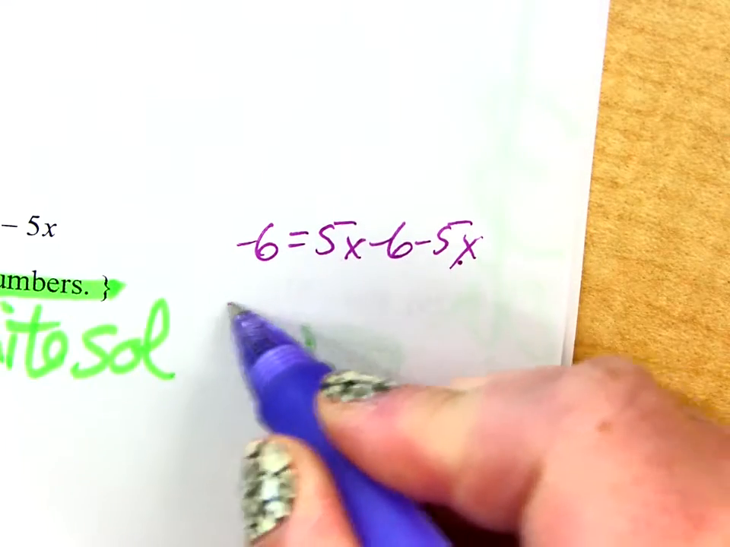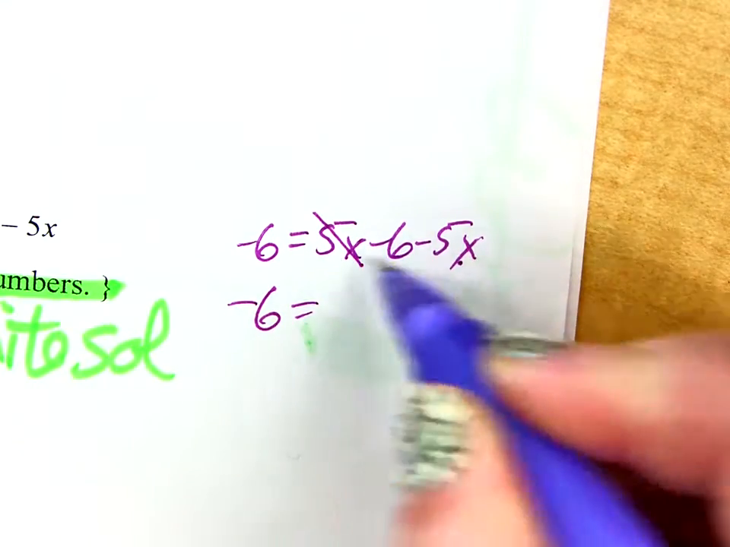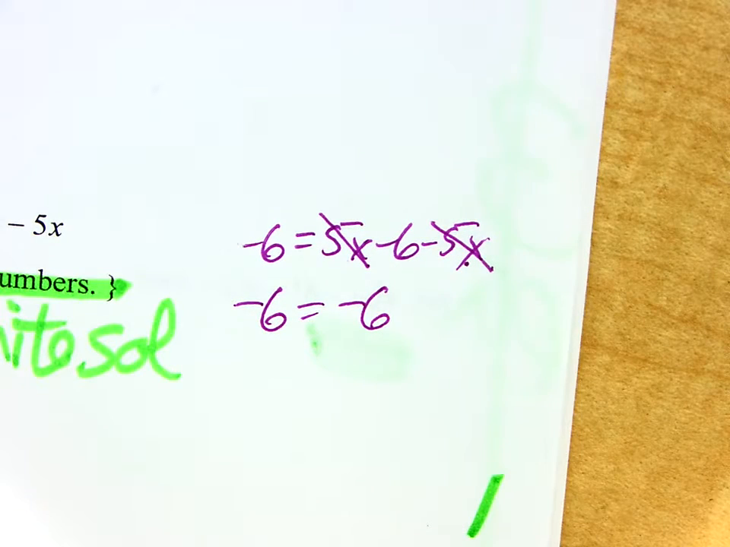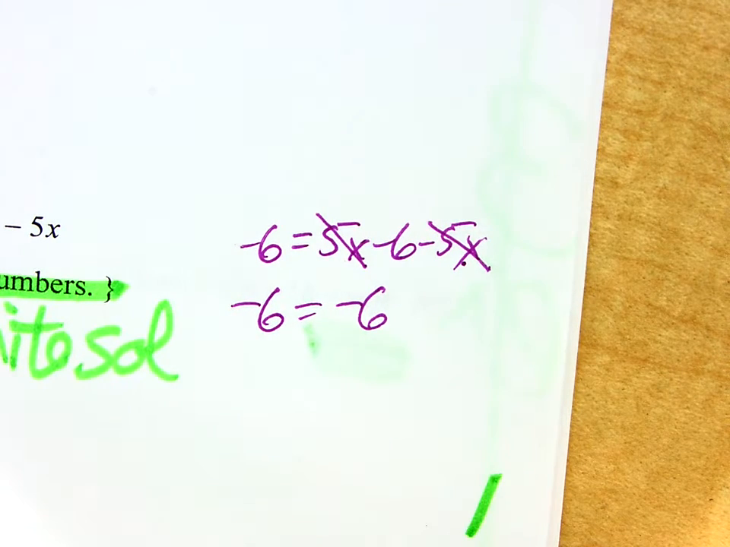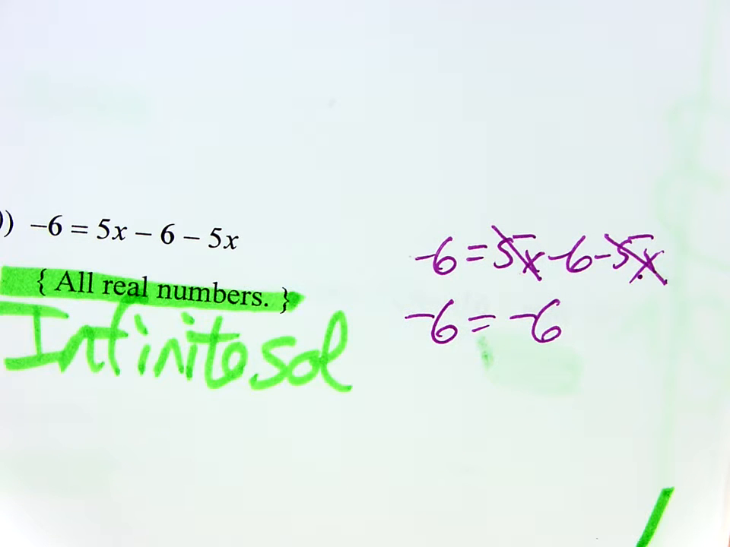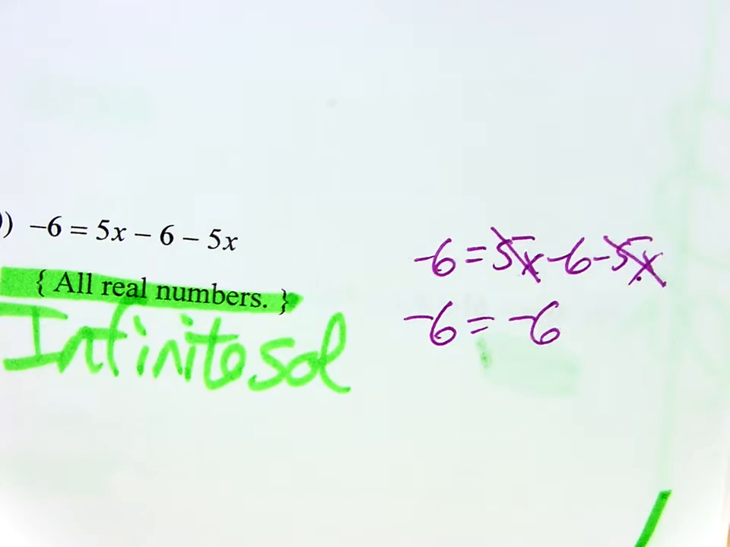Yeah, so what you end up getting, if these two just cancel each other out, you're left with negative 6 equals negative 6. Well, all my variables are gone, and what does that mean if I have something that's true? Negative 6 does equal negative 6. That means all real numbers or infinite solutions. Right, that's the one thing you don't want to say.